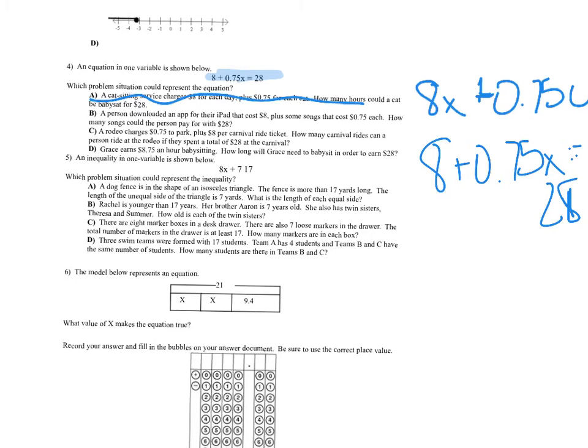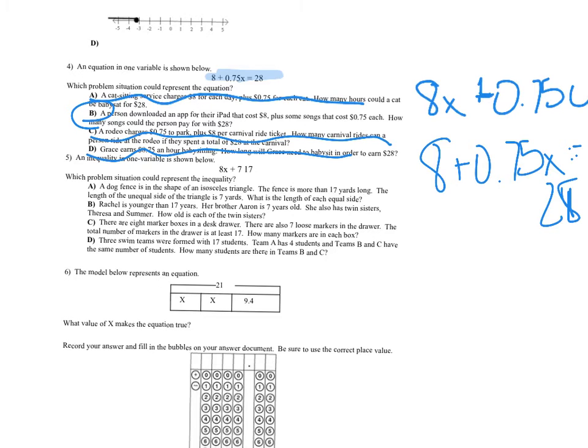But let's go on and read C. A rodeo charges 75 cents to park plus $8 per carnival ride. So that's saying 8x plus 0.75. So that's not going to work. And then D, Grace earns $8.75 an hour, so that's 8.75x. So that's not going to work. So it's going to be answer choice B.